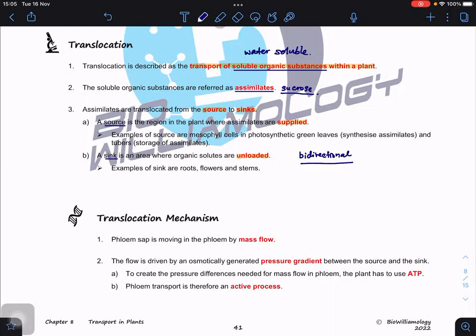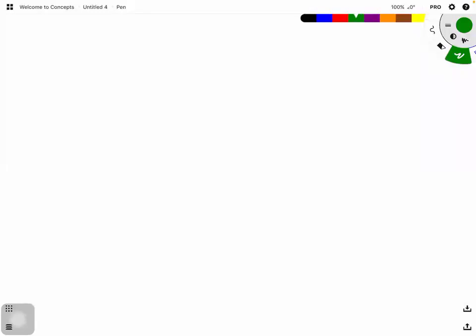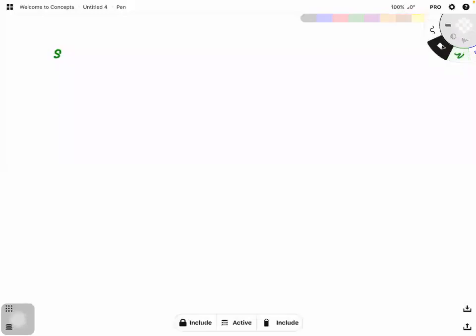So let me use one example, the potato tuber, to show you what is meant by the source and what is meant by the sink. At different seasons, particularly for the potato tuber, you can see that the source and sink refer to different parts of the plant. It's not like xylem, which is always unidirectional, only from the root to the shoots. So let us look at summer.